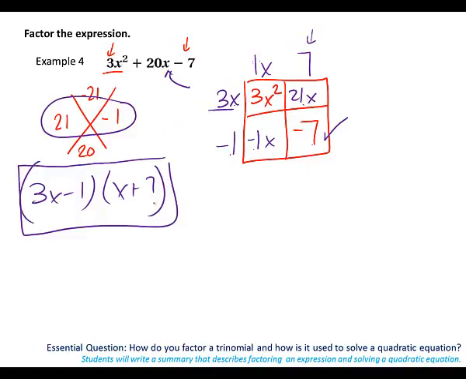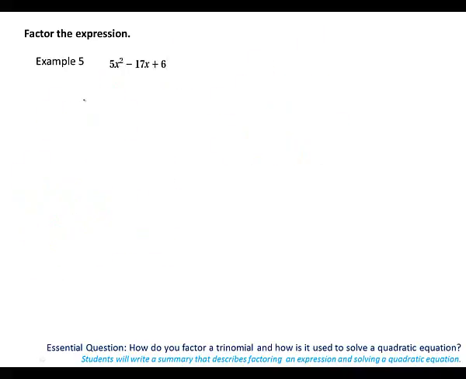Do I have to write it in this order? I can move the x plus 7 up front and the 3x minus 1 back here. I cannot switch where the terms are inside the binomials, though. Okay? I can't trade those around. All right, let's try it again slow. A little bit faster than last time, but still slow.